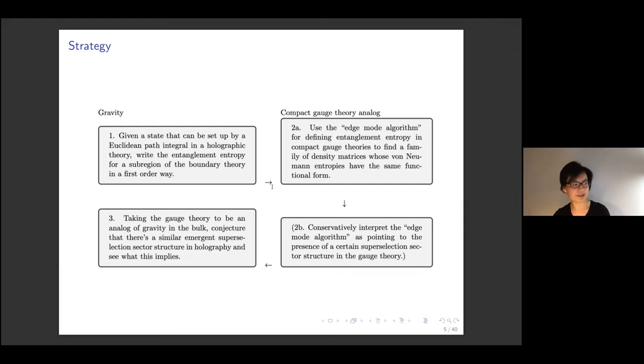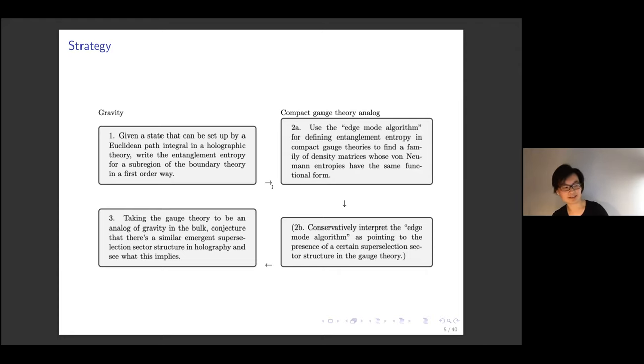In this toy model, these density matrices will turn out to arise due to working in a Hilbert space that has a certain superselection sector structure. And if we then go back to gravity and assume that the gravitational entropy formula arises due to a similar emergent superselection sector structure in AdS/CFT, this will lead to a somewhat provocative picture for how the holographic map might work.